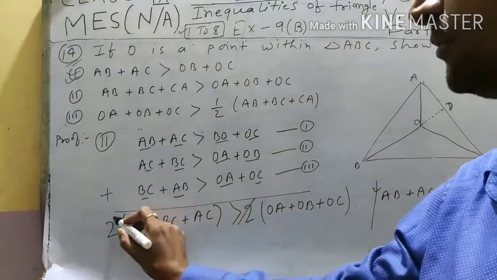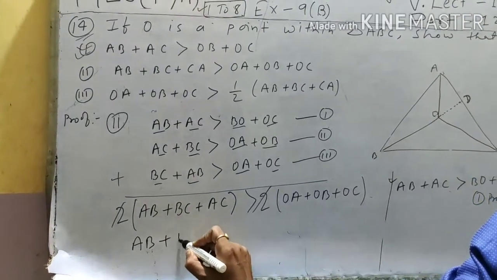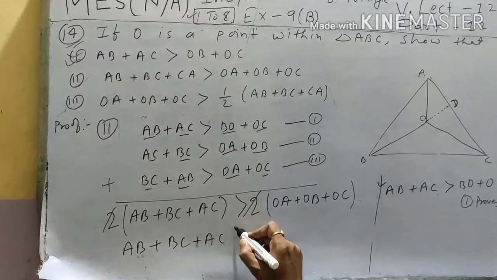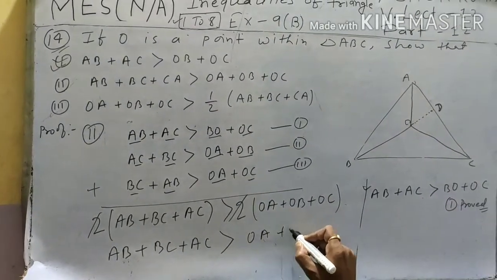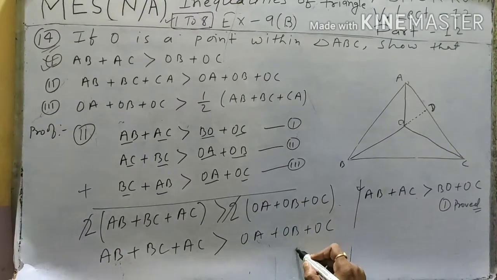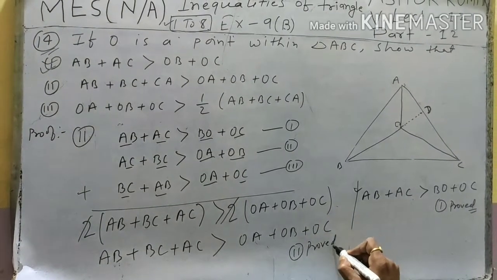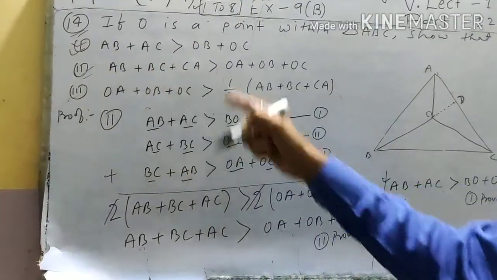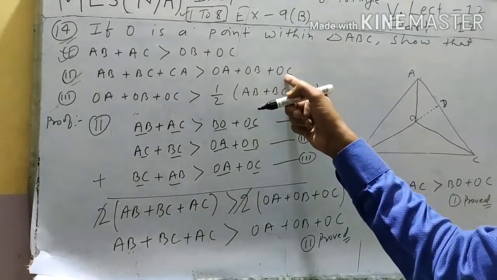Here 2 and 2 cancel. Then this expression is your final solution: AB plus BC plus AC is greater than OA plus OB plus OC. This one, the second one, is proved. Okay student, look at the second one: AB plus BC plus AC is greater than OA plus OB plus OC.